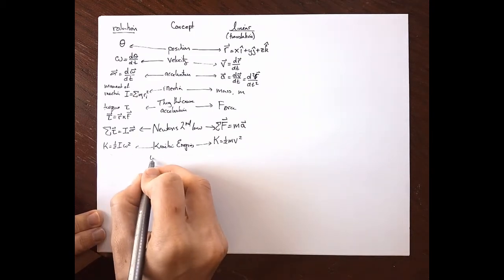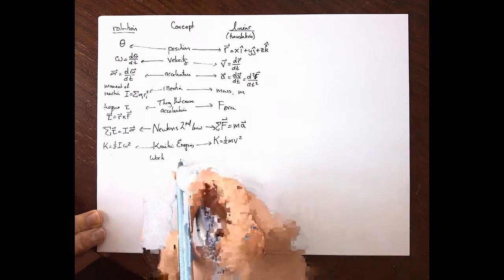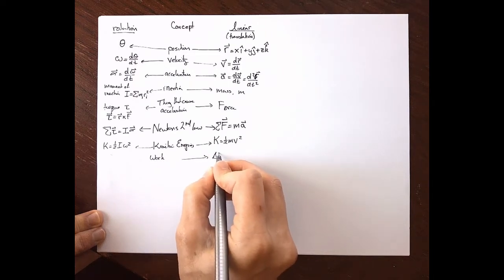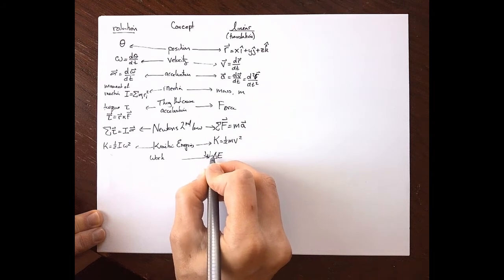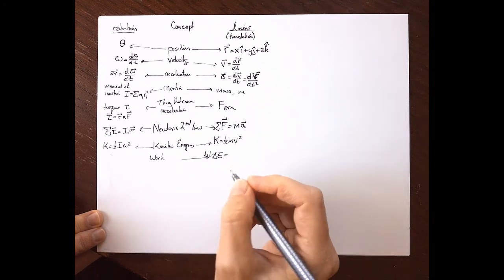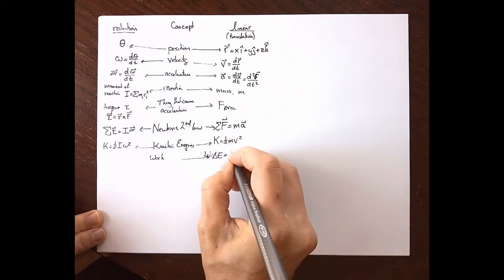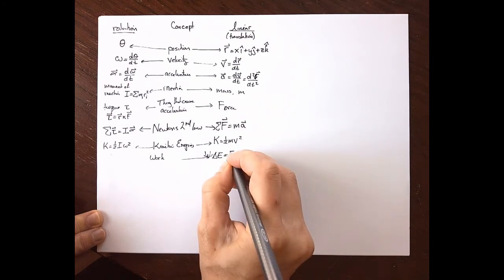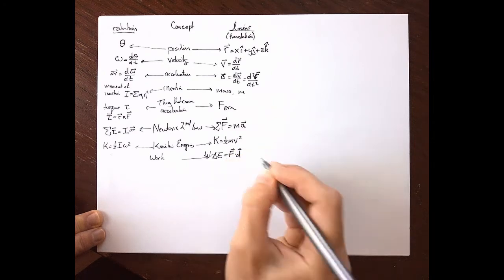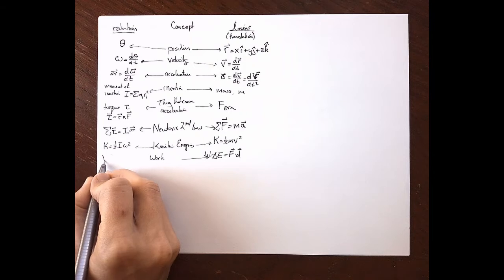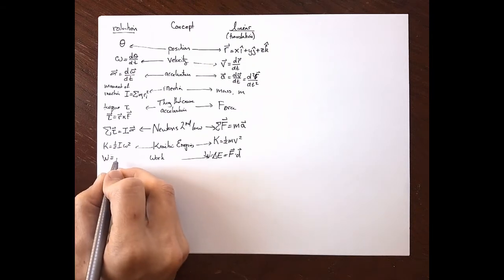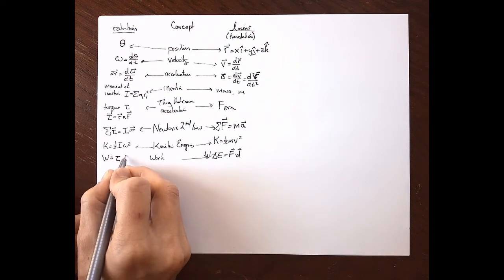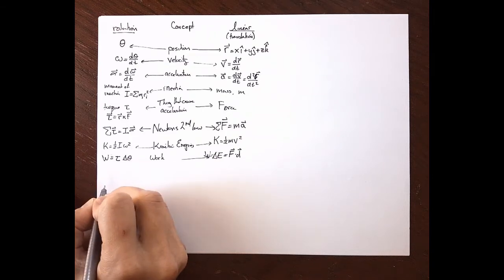And we have work. Work is the change in energy here. And if it's due to a force, you can say it is equal to the force dotted with the displacement. Over here, work is also the change in energy, but now it's the torque dotted with the displacement.